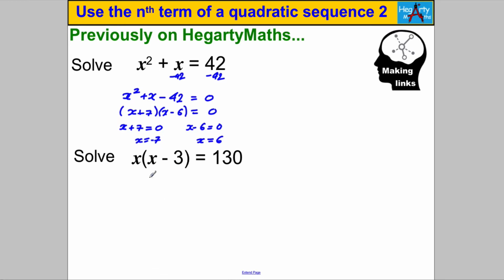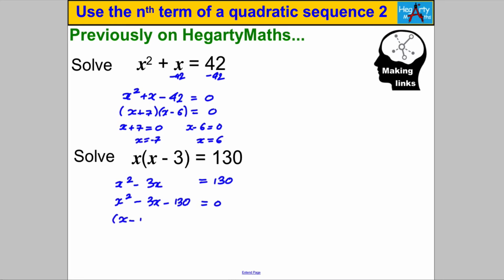In this case, you'd first expand your brackets, it's your only real option. You'd get x squared subtract 3x is equal to 130. You'd subtract the 130 off both sides to get x squared subtract 3x subtract 130 is 0. You can only solve a quadratic when one side is equal to 0. Try and factorise that. It does factorise.